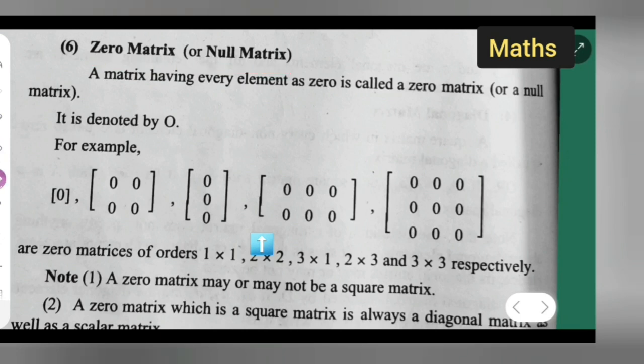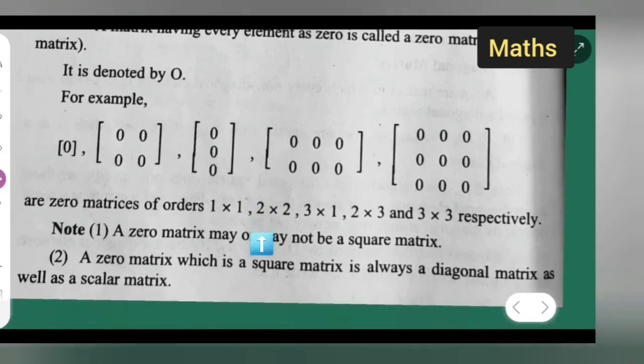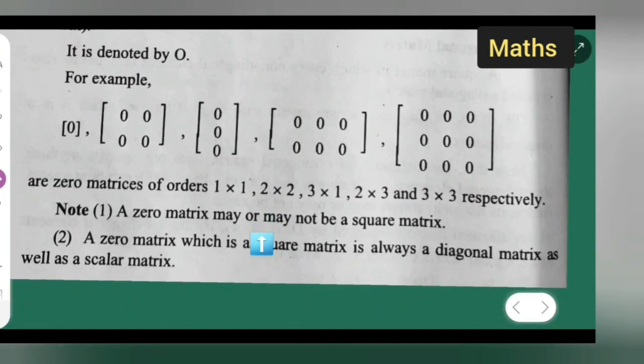You can all write down this. This is only for your knowledge purpose. Now these are 0 matrices of order 1:1. This is order 2:2. This is order 3:1. This is order 2:3, and the last one is with order 3:3 respectively.